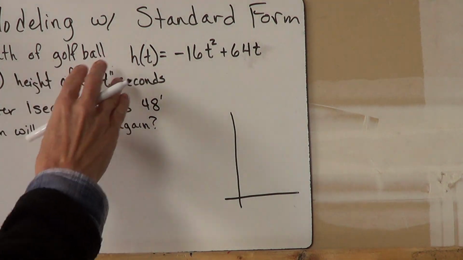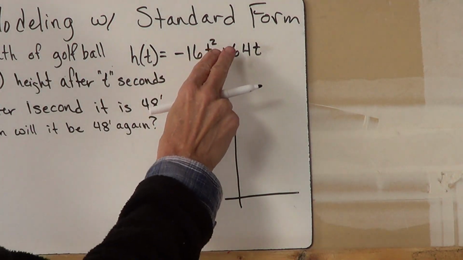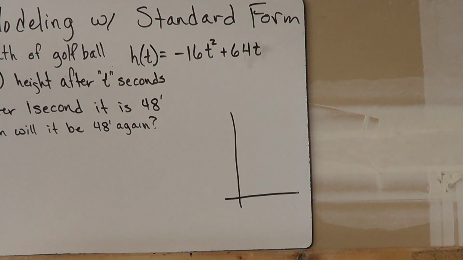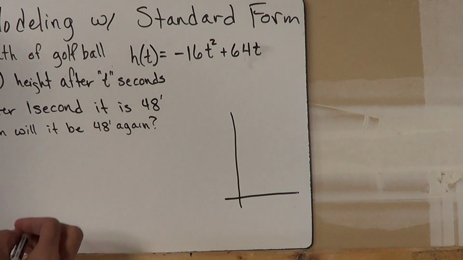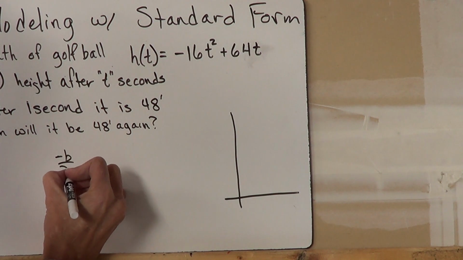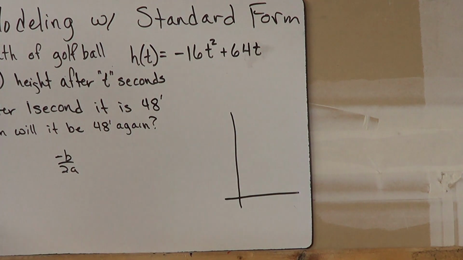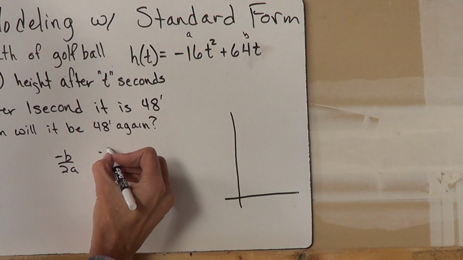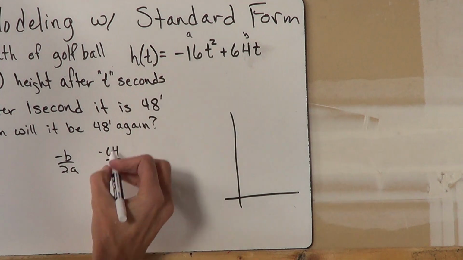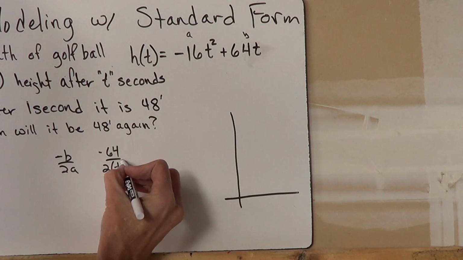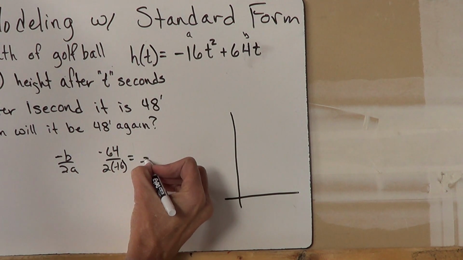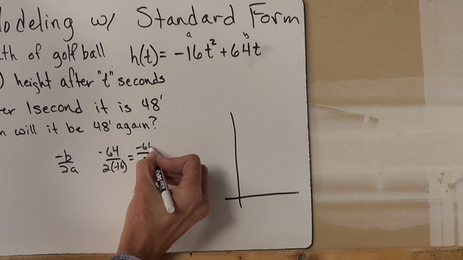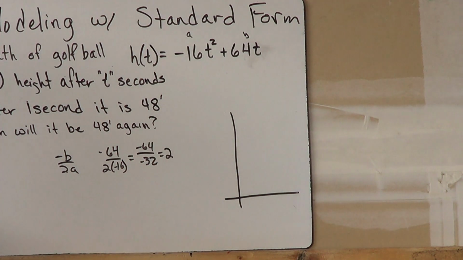Modeling the standard form, we have a path of a golf ball. It's negative 16t squared plus 64t. What I would probably do in graphing that, again, you can just go negative b over 2a to find your axis of symmetry. This is your a, this is your b. Negative b would be a negative 64 over 2 times negative 16. That's going to be a negative 32, negative 64, so it equals positive 2. Okay?